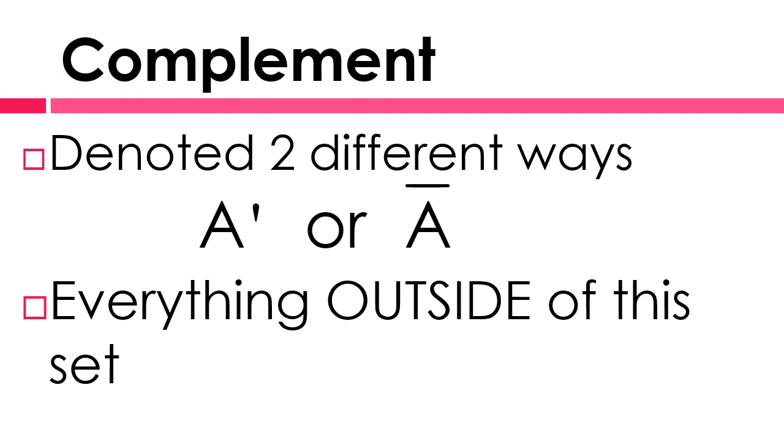A complement is shown two different ways. You could see this little apostrophe on the set letter, or you could see this little line above the set letter. We usually use the apostrophe to show a complement. A complement is everything outside of that set. So if we're talking about the numbers on a six-sided die, 1 through 6, then everything outside of that number set would be every number above 6 or below 1. So a complement is just everything outside.